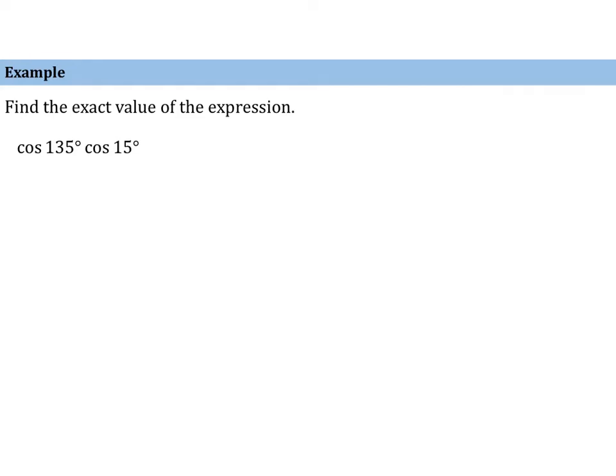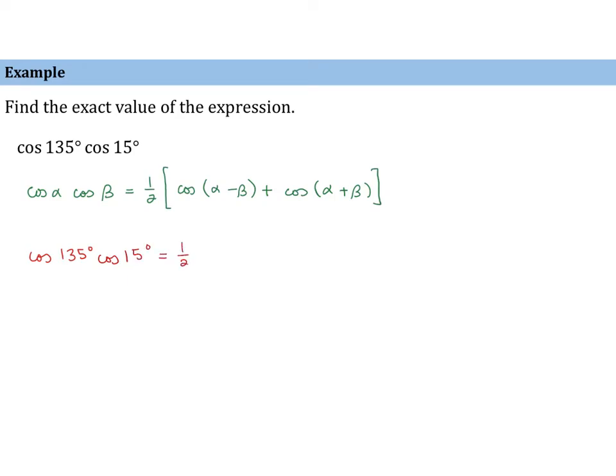So let's look at an example. Here we have cosine of 135 degrees times the cosine of 15 degrees. So our formula for that is the cosine of alpha, the cosine of beta, equals 1/2 of cosine of alpha minus beta plus cosine of alpha plus beta. And so we obtain cosine of 135 degrees, cosine of 15 degrees will equal 1/2 of the cosine of 135 degrees minus 15 degrees is going to be 120 degrees. Plus, now if we add the angles, we get 150 degrees.